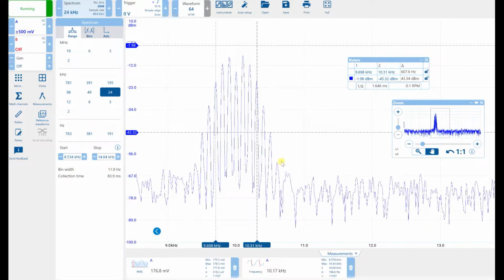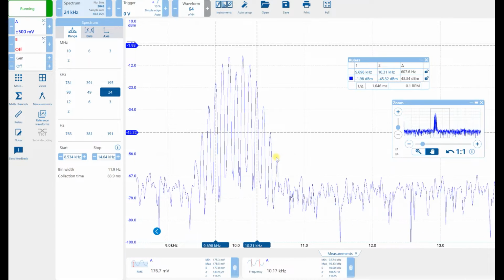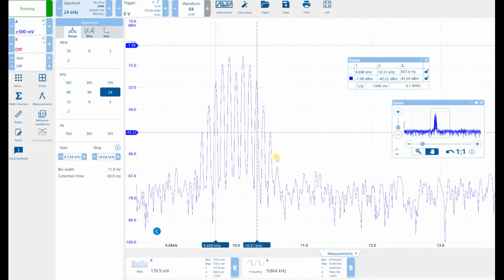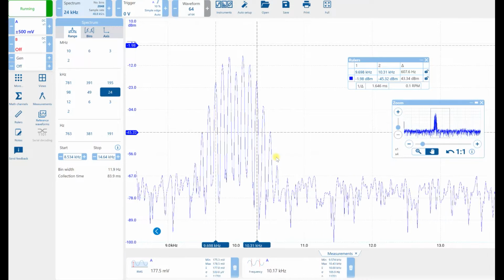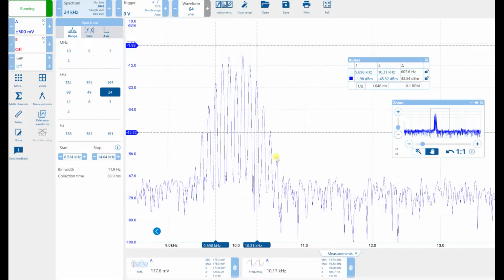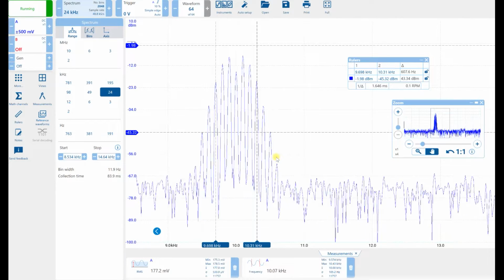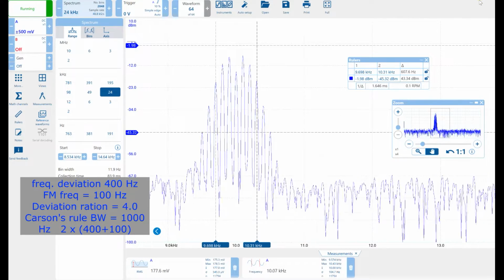Okay. And so for that, just a reminder here, my deviation frequency is 200 hertz, my FM frequency 100 hertz. That would give me a deviation ratio of 2.0 and a bandwidth of 600 hertz. So that's kind of step number 3. Now let's go to step number 4.